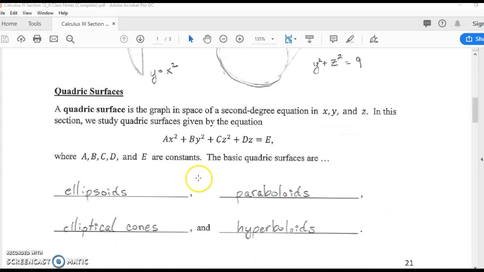Now, a quadric surface is the graph in space of a second degree equation in x, y, and z. In other words, we're going to study quadric surfaces. This is the general second degree equation: ax squared plus by squared plus cz squared plus dz equals e, where a, b, c, d, and e are constants. The basic quadric surfaces are ellipsoids, paraboloids, elliptical cones, and hyperboloids, and I'll talk about them specifically in the next video.